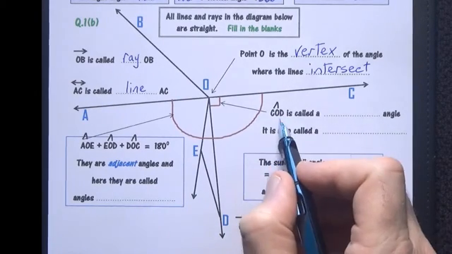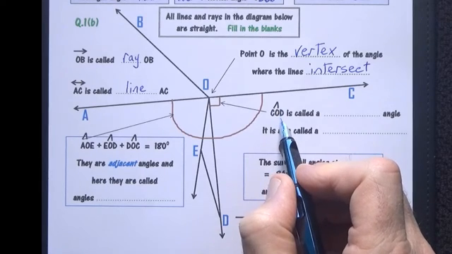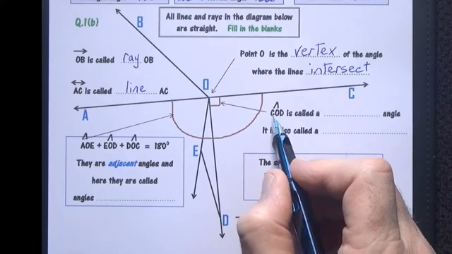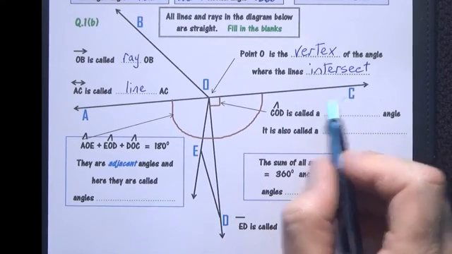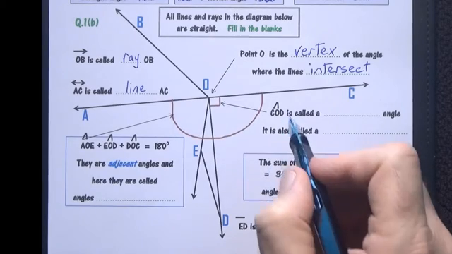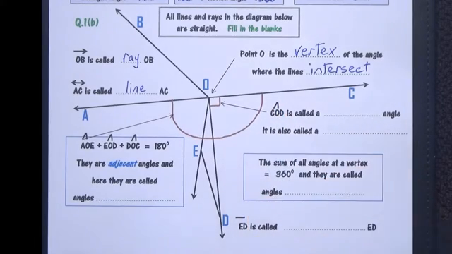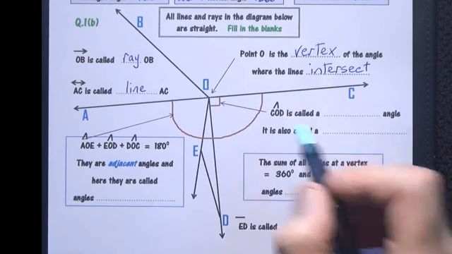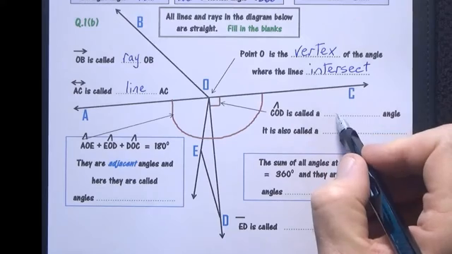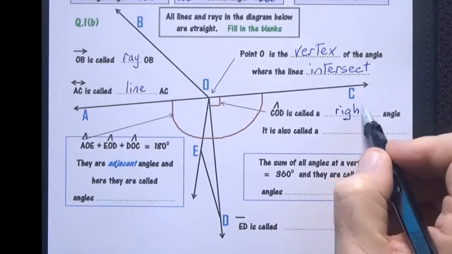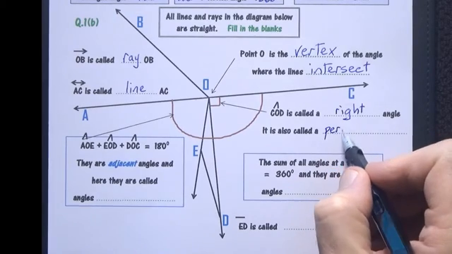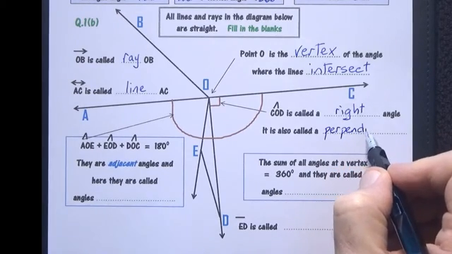COD. Note that to talk about this angle, I use the point on one arm, C, the vertex, O, and D, the point on the other arm. And I put a hat over the vertex, and that's called angle COD. And it's a right angle. It is also called a perpendicular.